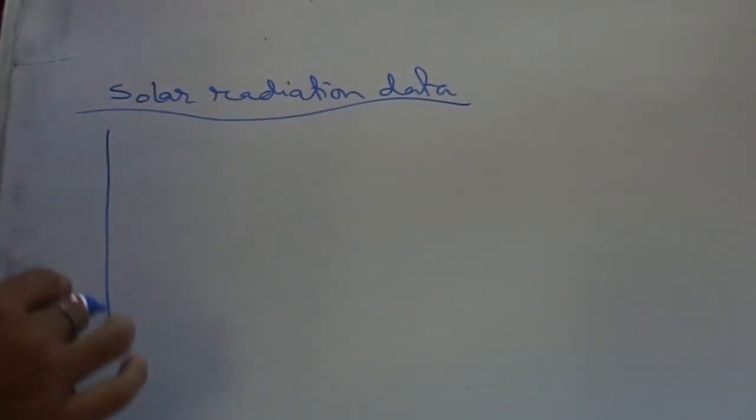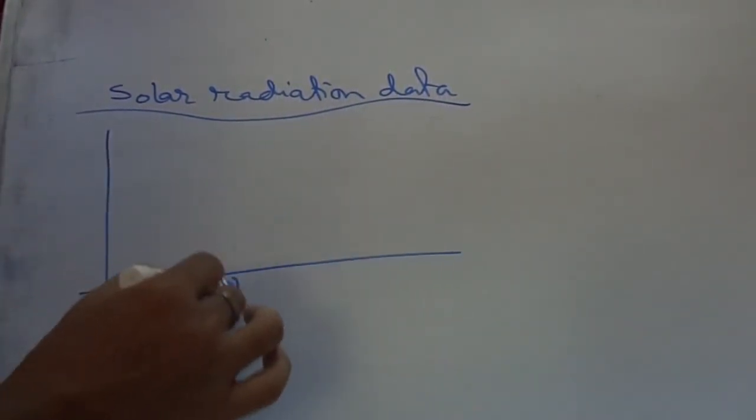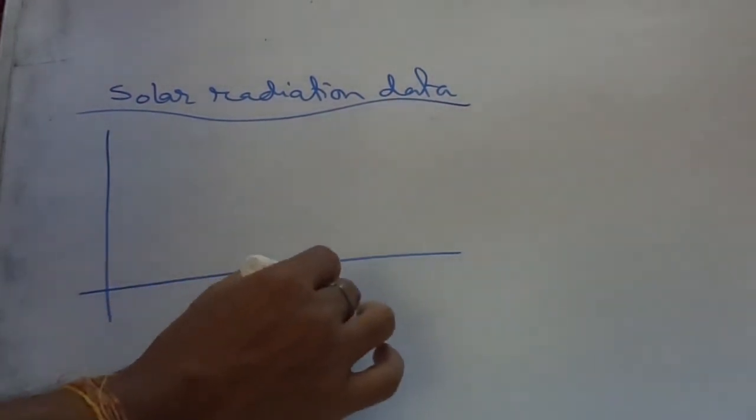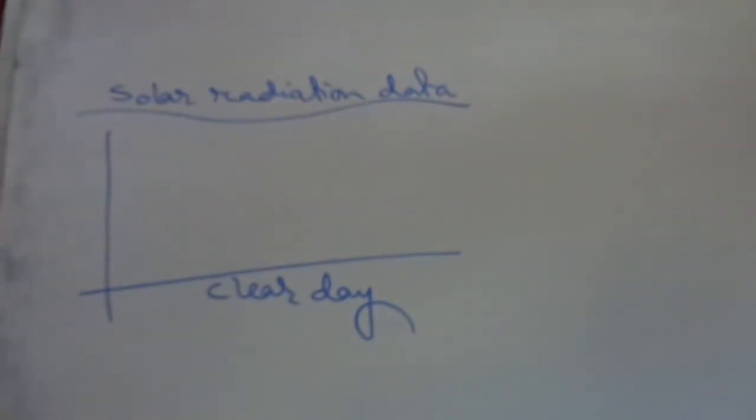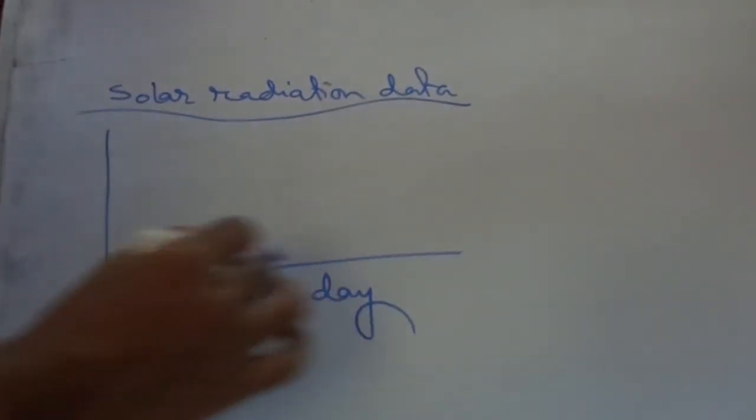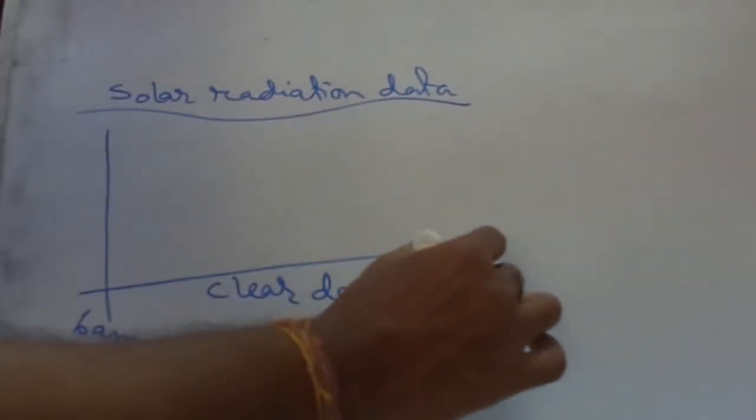If you draw the graph, the x-axis is represented by clear day, from 6 a.m. to 6 p.m. Origin is the 6 a.m. and that is the 6 p.m.